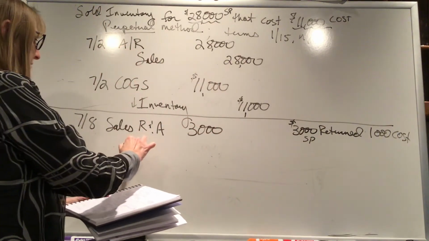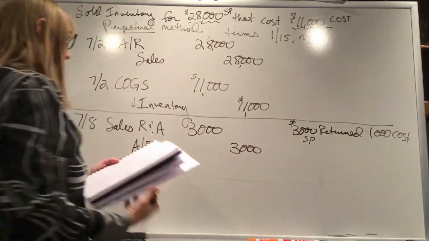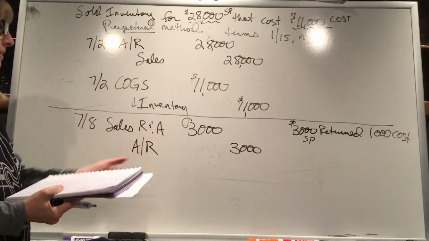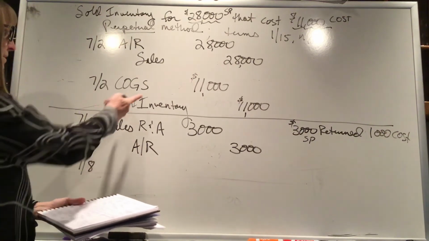So we have to reduce the accounts receivable. Our customer doesn't owe us that much money. Excuse me. So we have to reduce their accounts receivable. They don't owe us as much money. And then we're also going to do the second entry to flip this over.